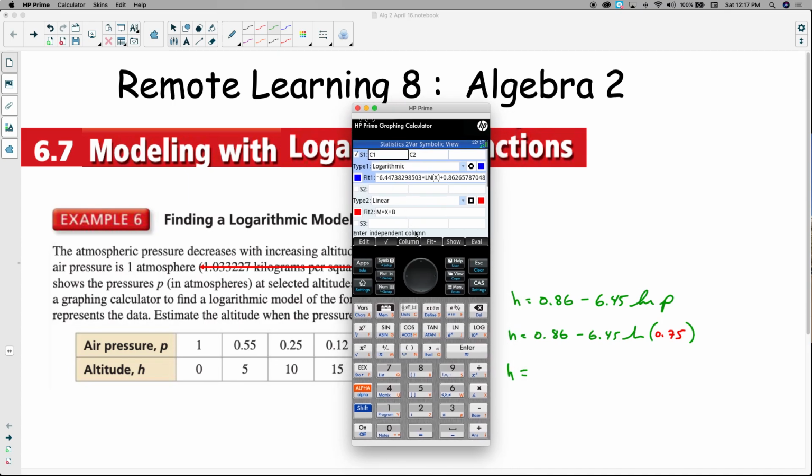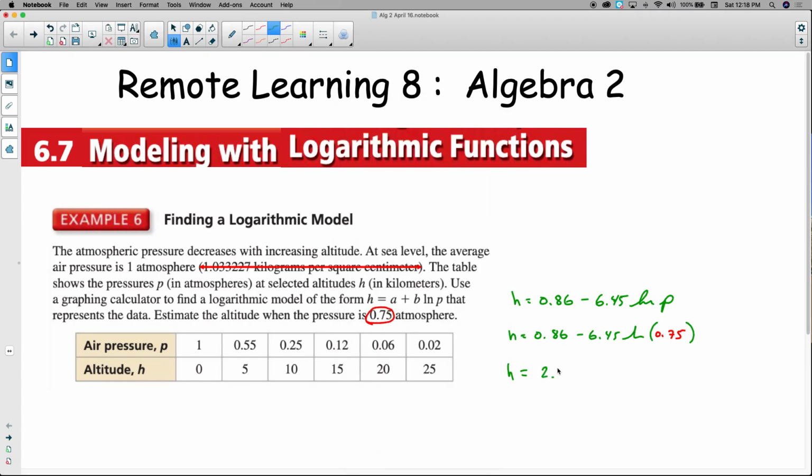All right, so get that out of the way. I'm going to go home, and it is 0.86 minus 6.45 times the natural log of 0.75. So 2.72 kilometers.